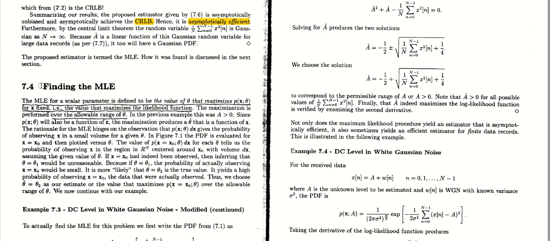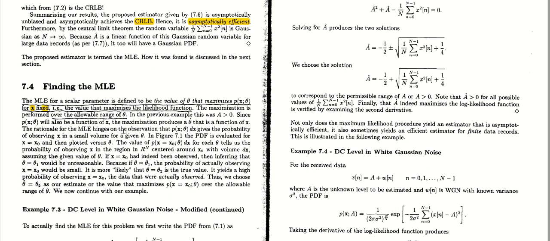Is there a way or better approach of finding the MLE? So the MLE for a scalar parameter is defined as the value of theta. Now we are formally defining it. The MLE for a scalar parameter is defined to be the value of theta that maximizes p(x; theta) for x fixed. How come for x fixed?